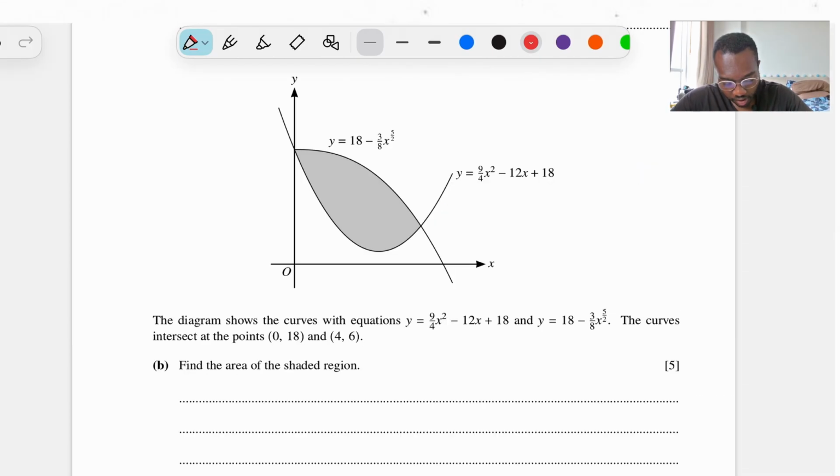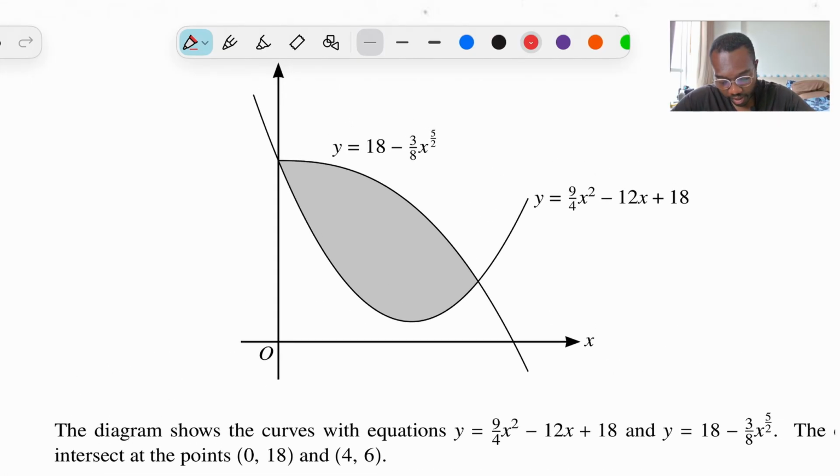So part B now, we have these two equations, two curves. We have y equals 18 minus 3 over 8 x to the power of 5 over 2. We also have y equals 9 over 4 x squared minus 12x plus 18. And we need to find the area of the shaded region. So it tells us that the curves intersect at the point 0, 18. Okay, so we know that this is going to be 0, 18. We know that this is going to be 4, 6.